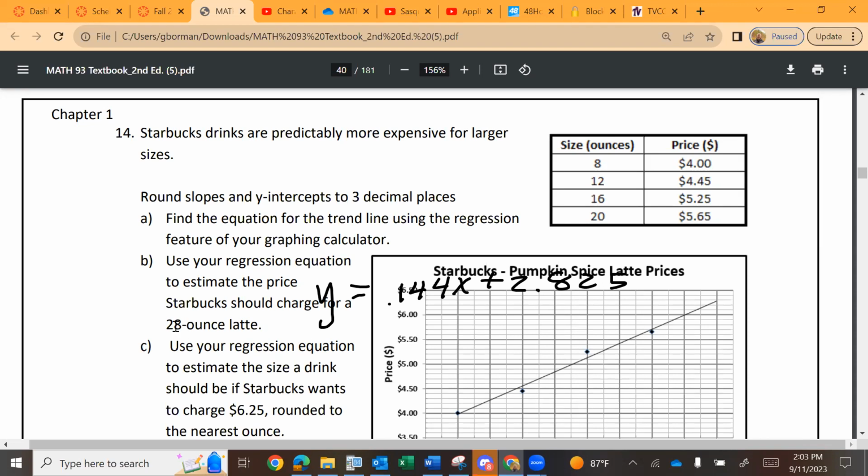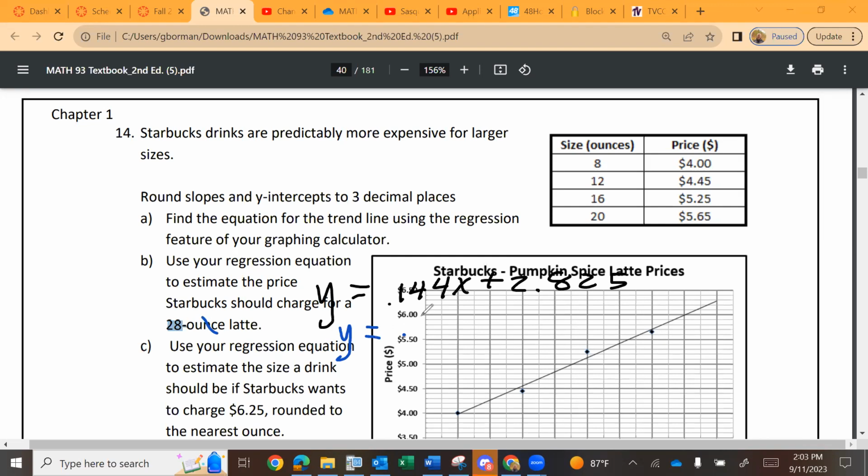Okay. So they give me numerical information, 28 ounces. And then I have to ask myself, is that an X value or a Y value? Well, the units associated with 28 are ounces. Ounces, that's X. If it were dollars, that'd be Y. But that's an X number. So in order to use this equation, I'm going to plug 28 in for X, ounces.